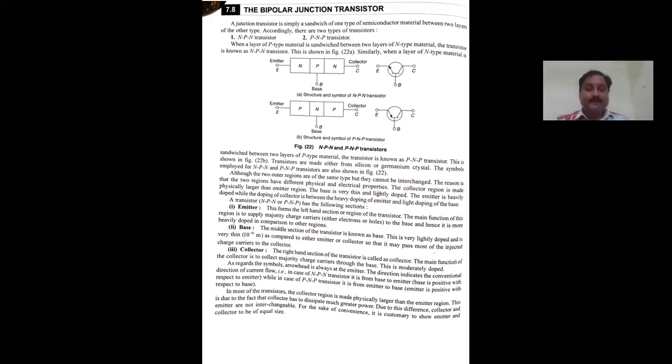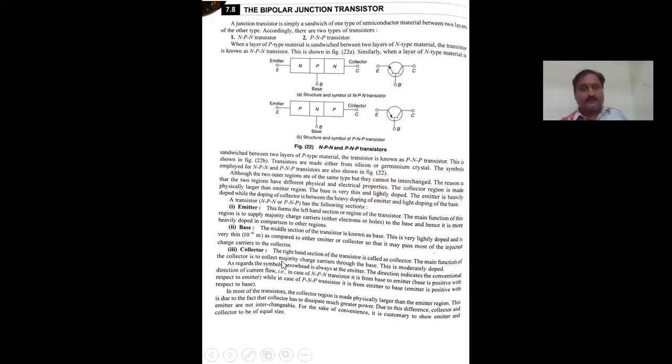The base is the middle section of a transistor, in between the emitter and collector. In NPN, with two N sections, the middle is P. In PNP, with two P sections, the middle one is N. That is, N is the base in PNP, and P is the base in NPN. The base is lightly doped, and it is very thin, on the order of 10 to the power minus 6 meters.